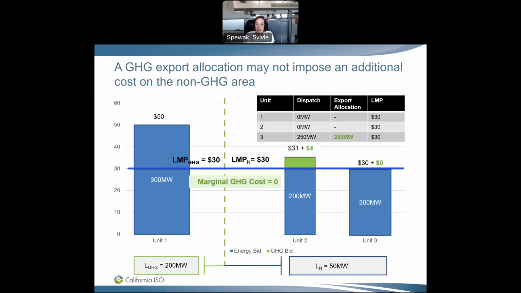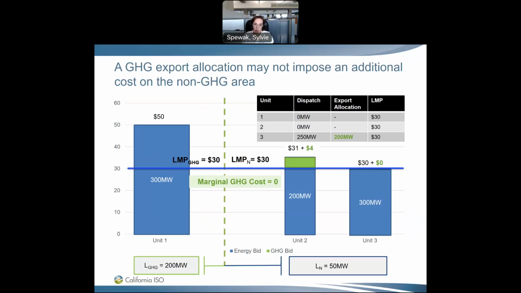So I really like this example for a couple of reasons. The first thing to note is that I've changed the megawatt quantity or the megawatt capacity of these resources, and I've changed their bids a little bit. Unit 1 is a 300 megawatt resource just like before, and it costs $50 per megawatt hour. Unit 2 is a 200 megawatt resource. Its energy bid is $31 per megawatt hour, but its energy plus GHG cost is $35 per megawatt hour.